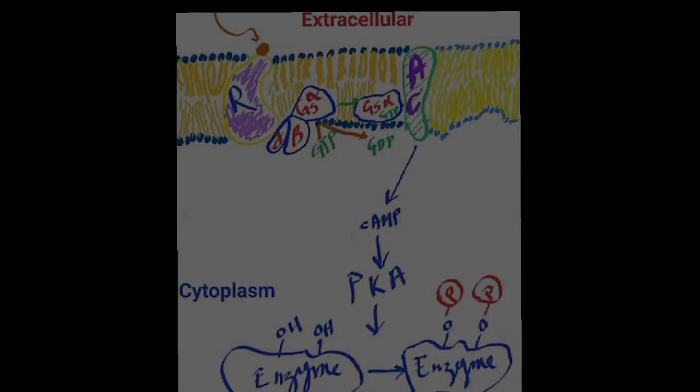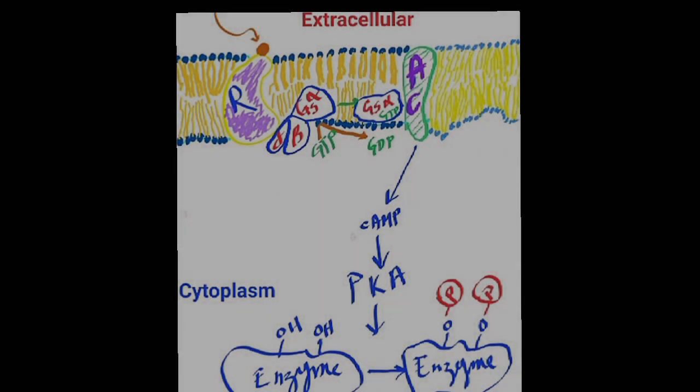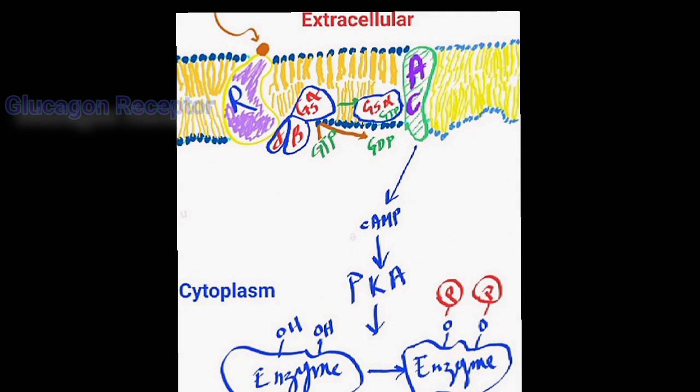The first feature of the adenylate cyclase system is the receptor that initiates the activation of the enzyme adenylate cyclase and the second messenger it eventually produces. One of the most important receptors associated with the activation of the adenylate cyclase system is the glucagon receptor. This receptor can only be activated by the hormone glucagon.